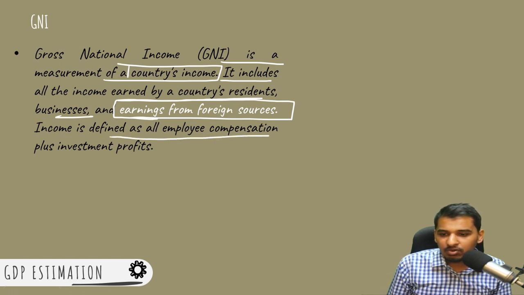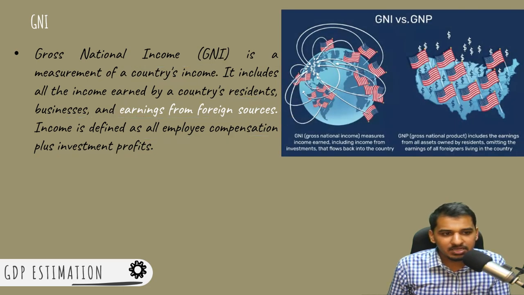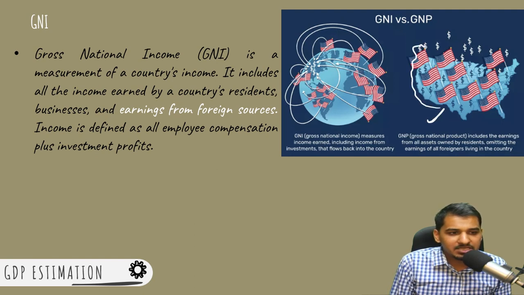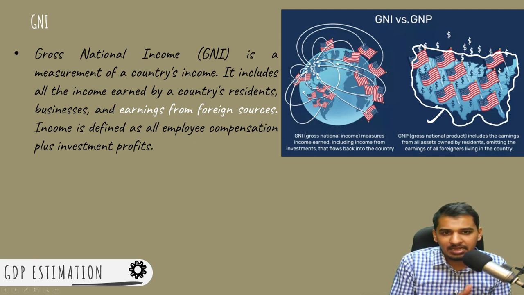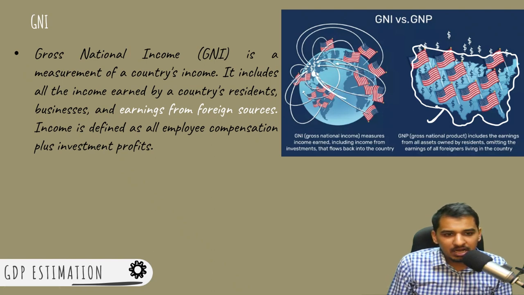Income is defined as all employee compensation plus investment profit. So in the chart, you will understand: in calculating GDP, you just calculate what is happening inside the economic territory of this country. In the case of GNI, suppose a plant was set up abroad for some kind of manufacturing. Whatever profit is coming back from this plant to this country will be part of your GNI.